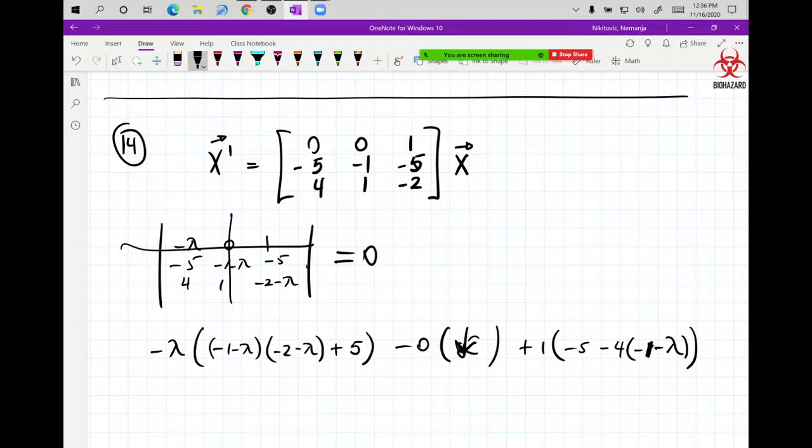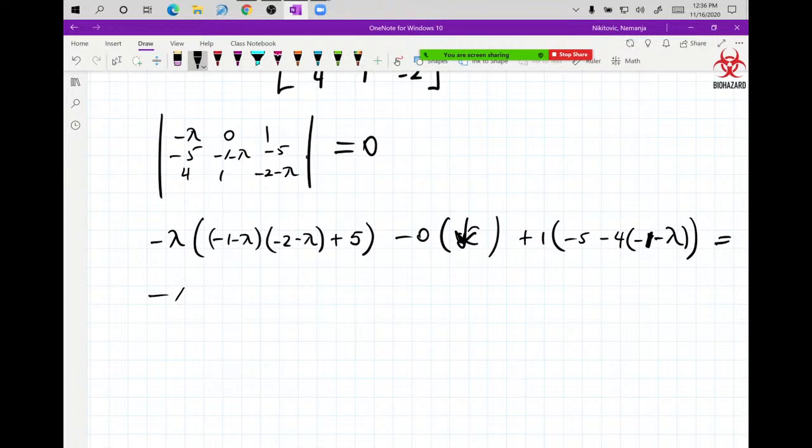0 times whatever, we don't care. And for the third one, it's 1 times -5 minus 4 times -1 minus lambda. Okay, so it looks good. But let's see when we multiply everything. So I have a negative lambda. Over here I have 2 plus lambda plus 2 lambda, that's plus 3 lambda, plus lambda squared plus 5 makes this into a 7.